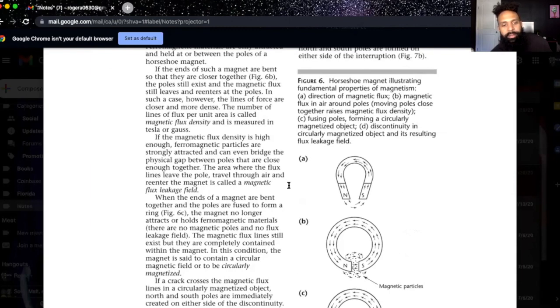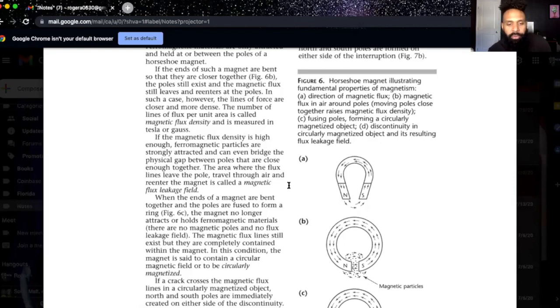When the ends of a magnet are bent together and the poles are fused to form a ring, the magnet no longer attracts or holds ferromagnetic materials. There are no magnetic poles and no flux leakage field. The magnetic flux lines still exist, but they are completely contained within the magnet. In this condition, the magnet is said to contain a circular magnetic field or to be circularly magnetized.